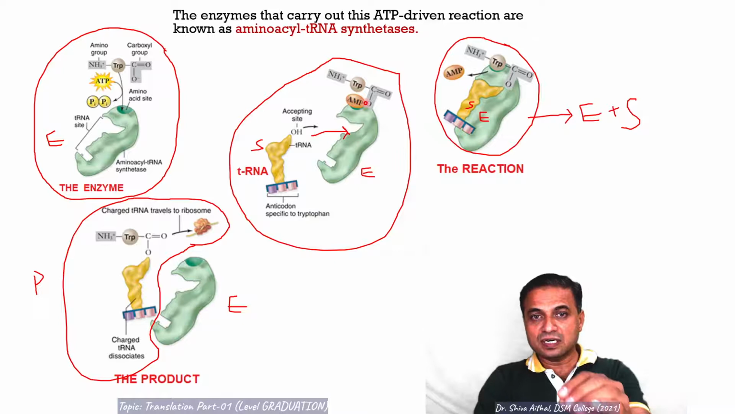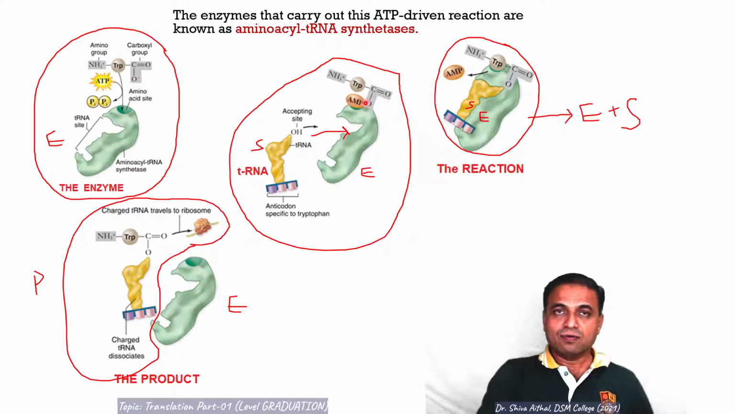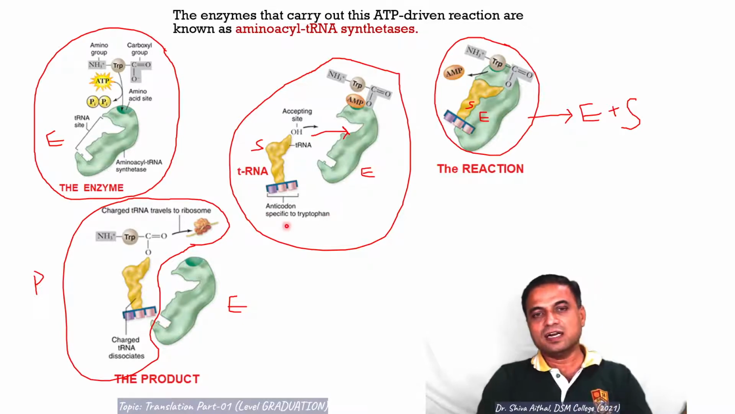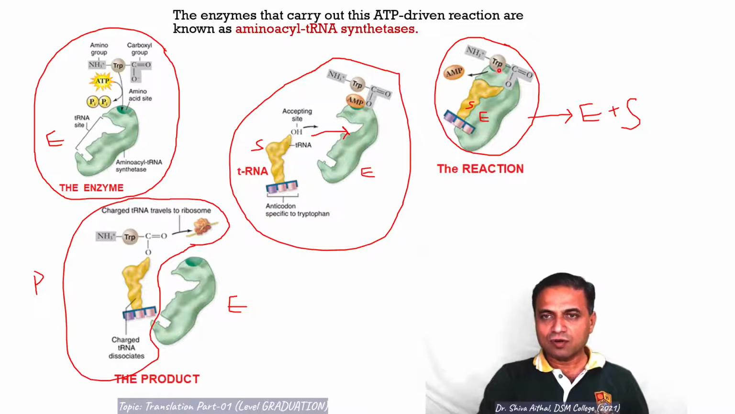This tryptophan recognizes the tRNA. Anticodon specific tRNA will be bound. There will be an E plus S reaction, and now here what happens, the tryptophan is transferred on to the tRNA. So here tRNA now contains this amino acid, and the charged tRNA now will travel to the site of protein synthesis, that is the ribosome. Got it?